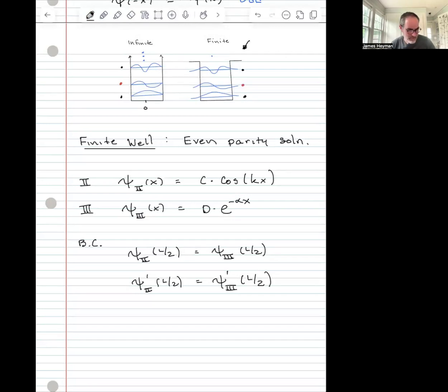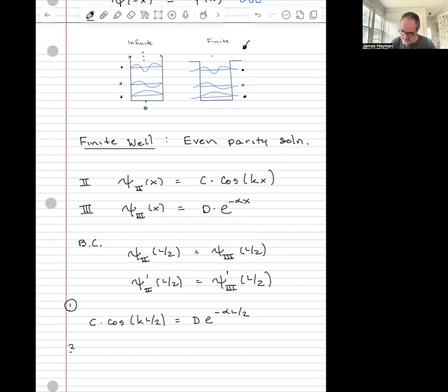So we've set up our problem here, and now let's see what this means. The first boundary condition tells us that the wave functions have to be equal at L/2. That means wave function 2, C times cosine of k times L/2, since that's what x is at the boundary, is equal to wave function 3 at L/2, that is D e to the minus alpha times L/2.